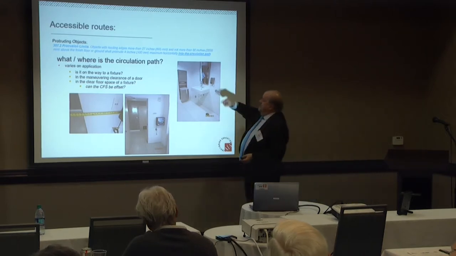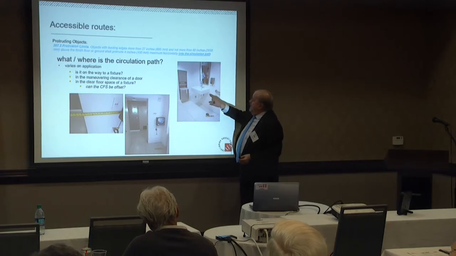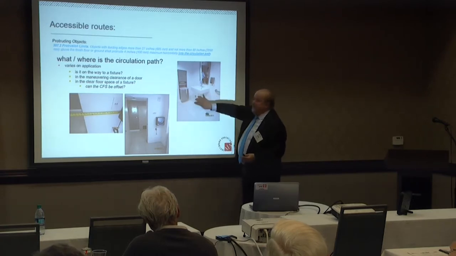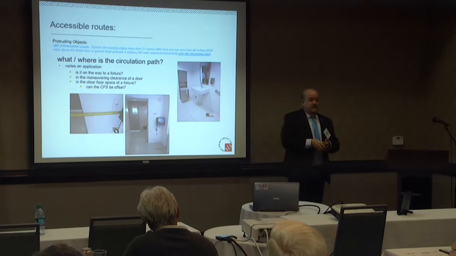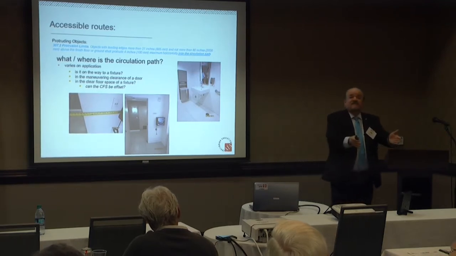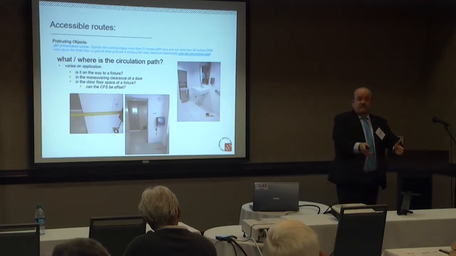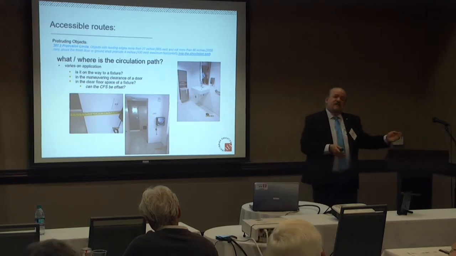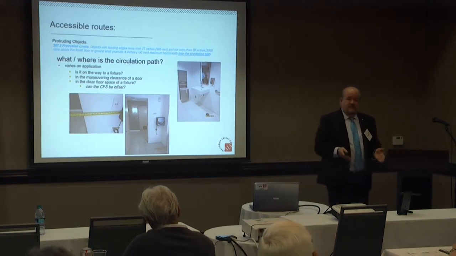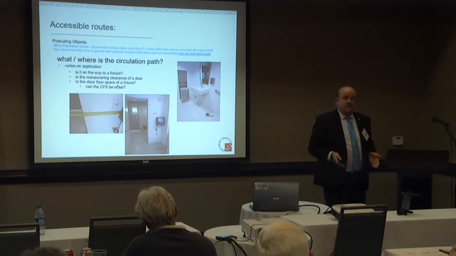Here, by the way, I'll come back to that. Here I would argue that it's not in the circulation path to the lab, because the clear floor space of the lab doesn't have to be centered on it in ADA. So if this thing were just enough to the side that I could justify that your maneuvering clearance or your clear floor space for the lab was clear of it, and it met all the other requirements like detectable, maybe it's not even in the circulation path, because you're not likely to walk to the corner like I just did.